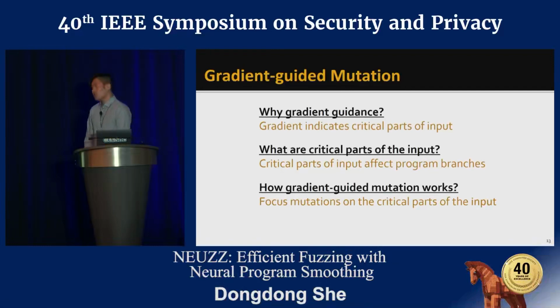Then, what are the critical parts of input? In reality, only a small fraction of input determines program branches. This small fraction of inputs are critical parts of input. How does it work? Once we identify the critical parts of input, we can greatly reduce the searching space and focus mutating on this location, hence improve the fuzzing efficiency.